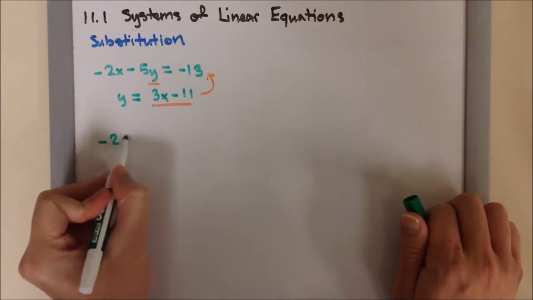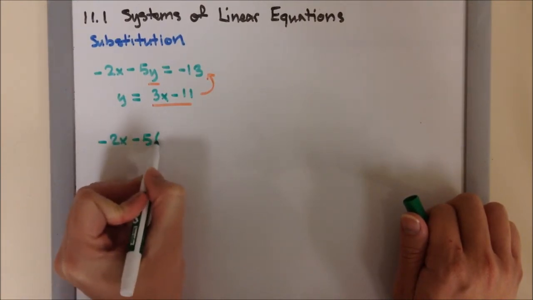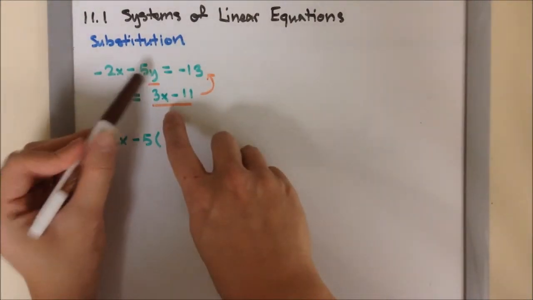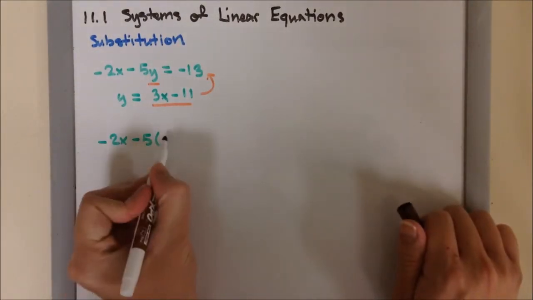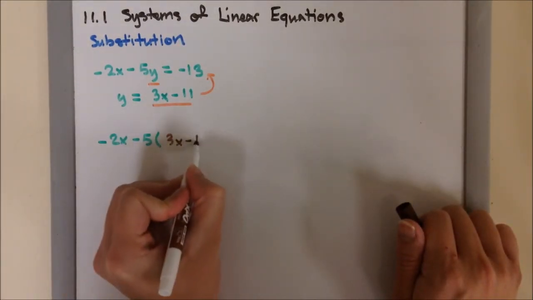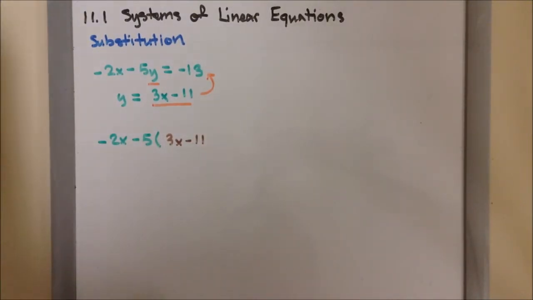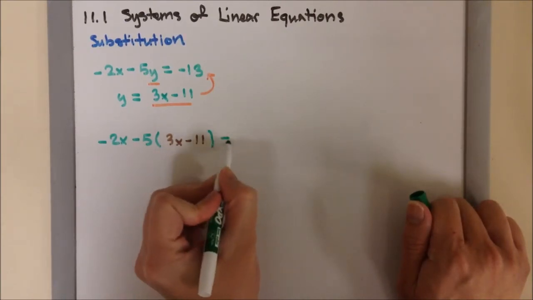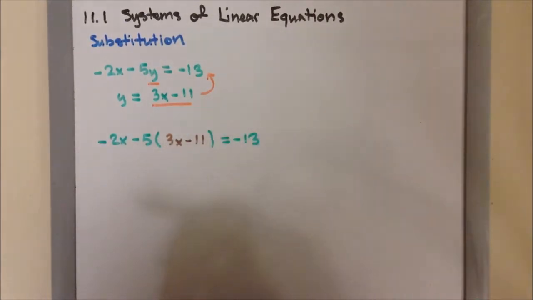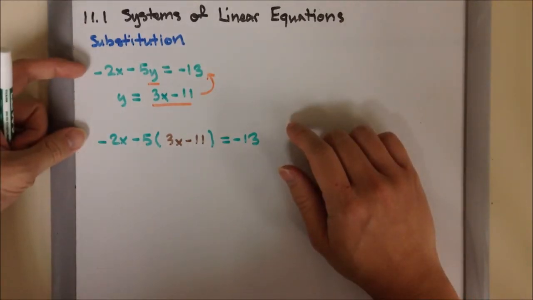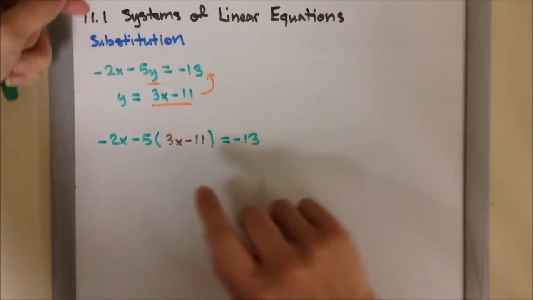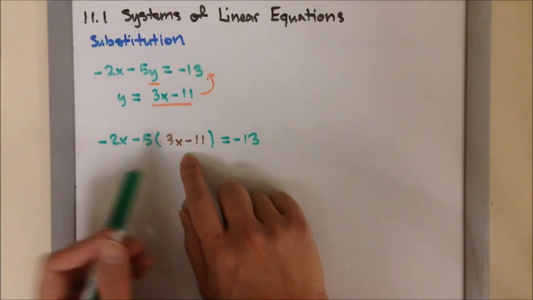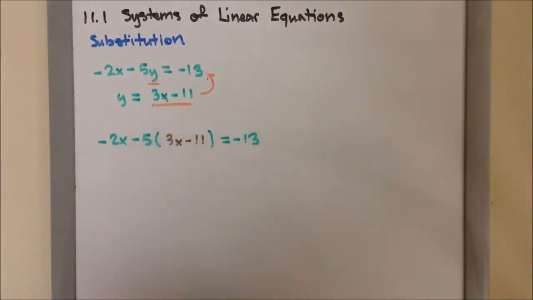So negative 2x minus 5, and then the only thing that's going to be changed is the y. So instead of y, I'm going to plug in 3x minus 11, equal negative 13. So in the first equation, negative 2x stays the same, minus 5 stays the same. The only thing different is the y, which will switch out with 3x minus 11, and then equal negative 13 stays the same.